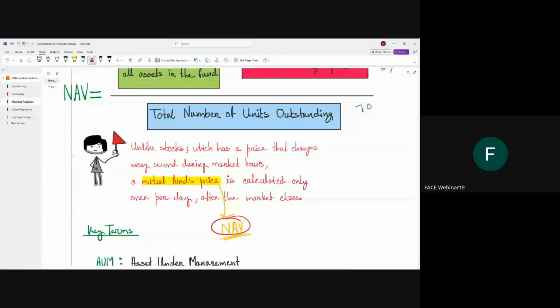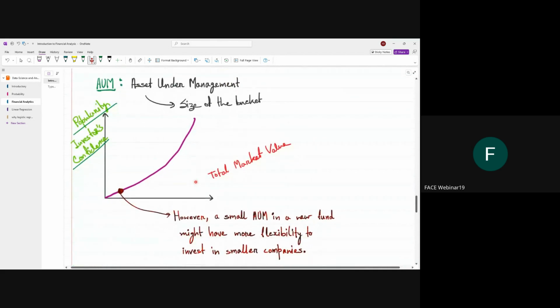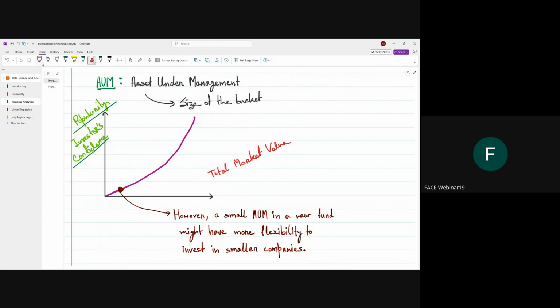So the price of this is calculated only once per day. Okay, now let's revise the key terms that we have learned till now.